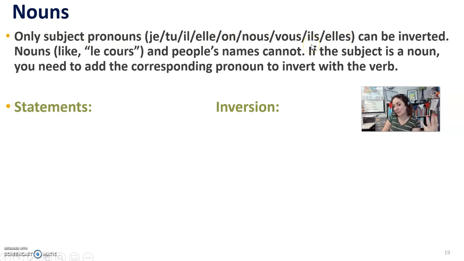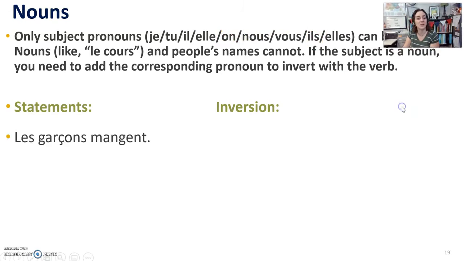If you have a noun like le cours or somebody's name like Antoinette, you can't flip that. Instead, you put the corresponding pronoun in. So if the word were Antoinette, you know that that's actually elle. You're going to put elle into the equation. If the word was les chiens, the dogs, that's a group of masculine things, so I'll insert the word il. Let's look at what that looks like.